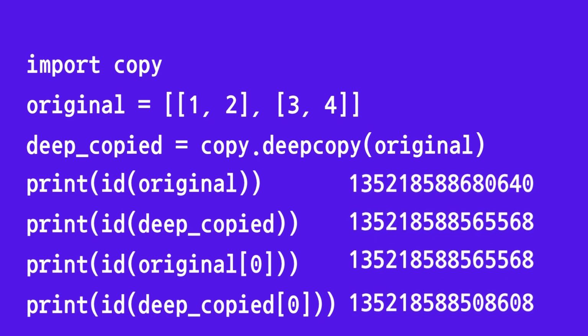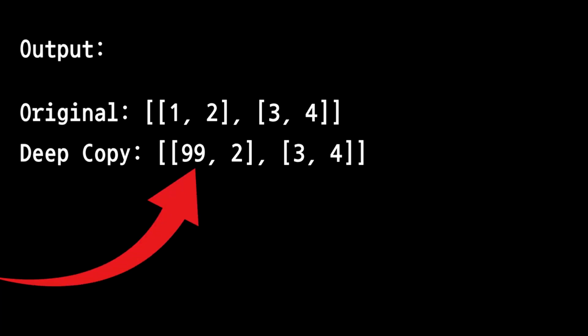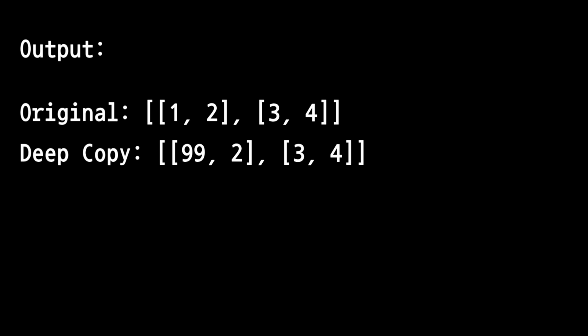Now you will see different ids for both the outer list and the inner list. So that's a true separate copy. Let's try changing something in the deep copied list. This time, only the deep copy changes. The original stays safe and untouched.